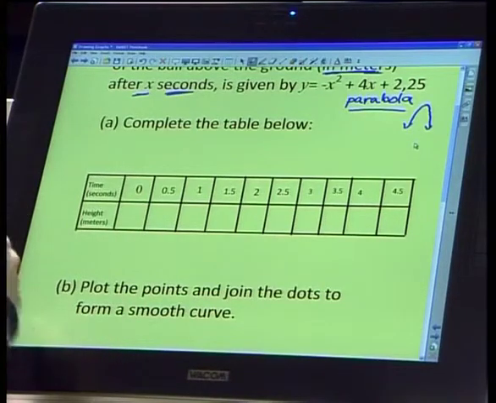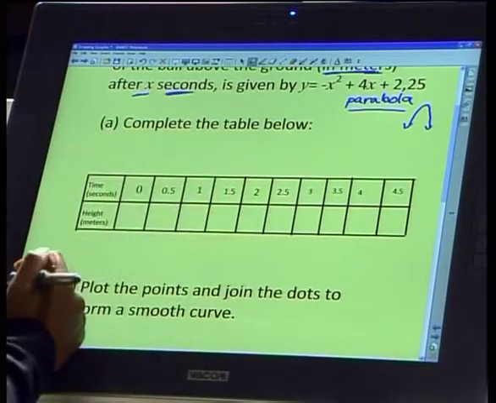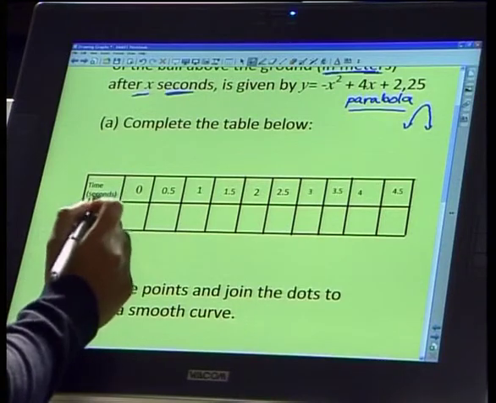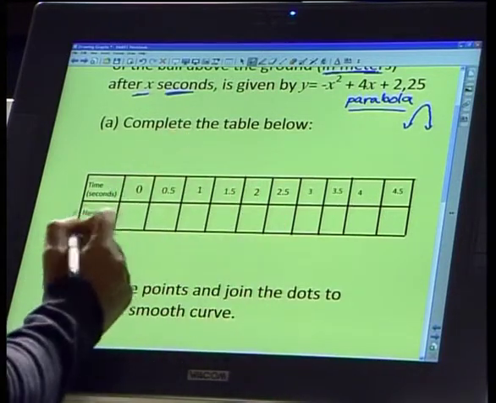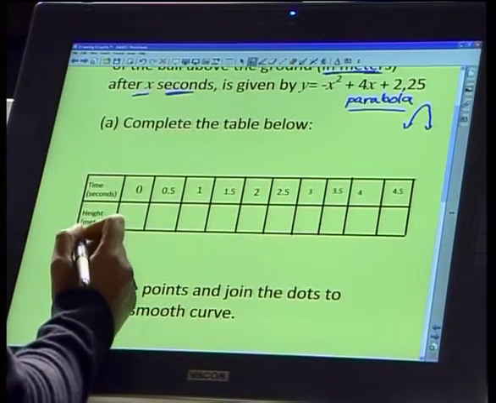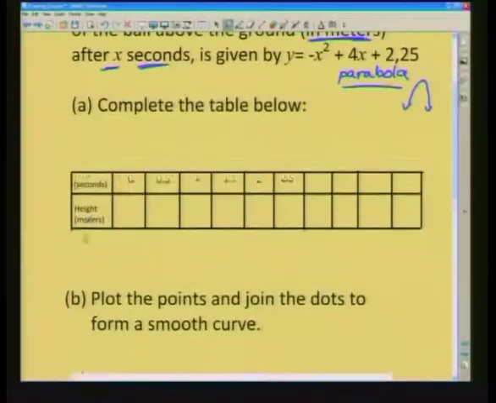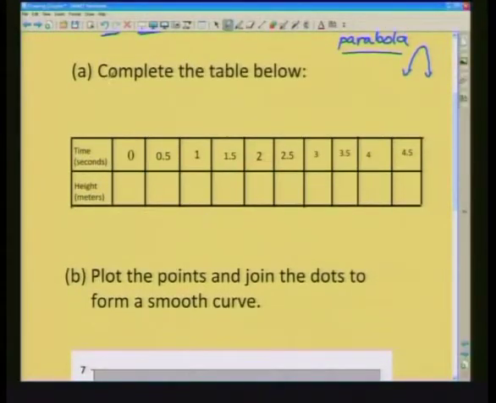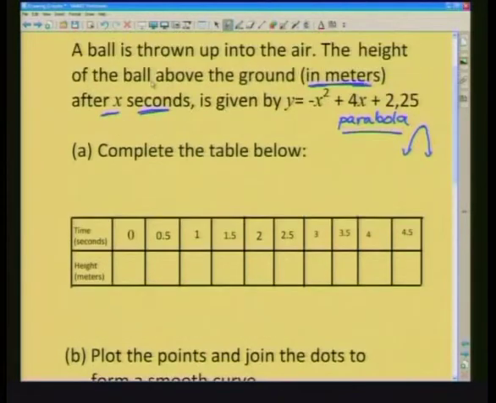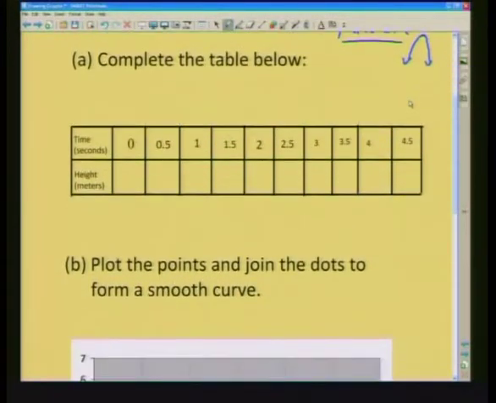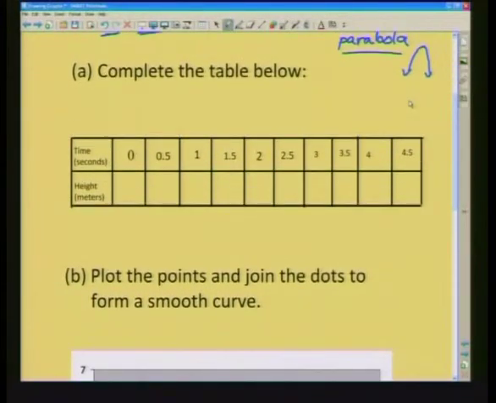All right, so the first part asks us to complete the table, and they give us a table with time in seconds and height in meters. So let's complete the table. We have our formula. I don't have to write it down again. We've got y is equal to minus x squared plus 4x plus 2,25. So this is a typical putting into the formula and then drawing your graph type question.